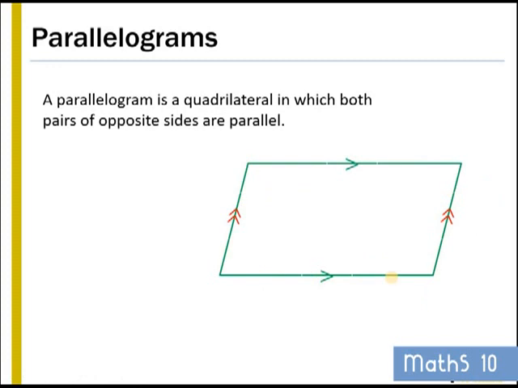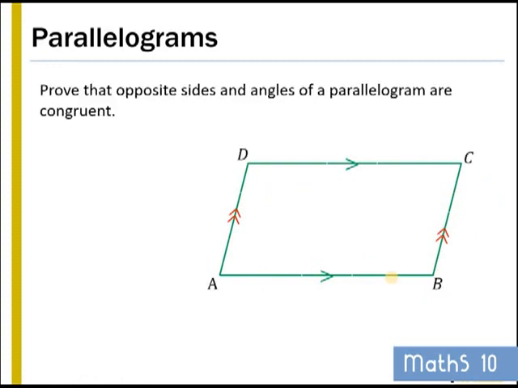We're now going to look at 5 different proofs involving parallelograms. The first one is prove that opposite sides and angles of a parallelogram are congruent. To prove this, we're going to use the parallel lines to find alternate angles. If we draw in this diagonal from A to C, then we get a Z shape here, which creates 2 alternate angles, DCA and CAB.